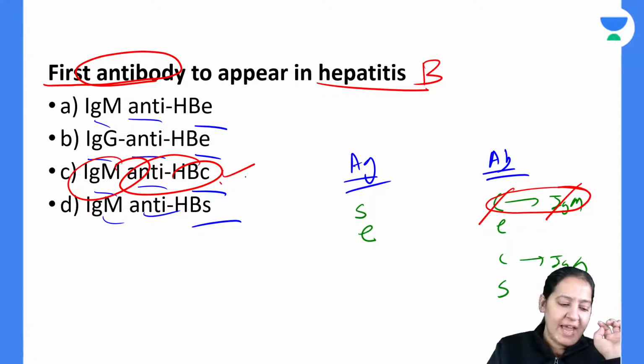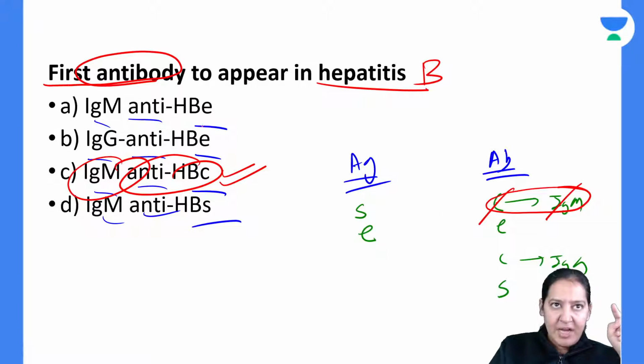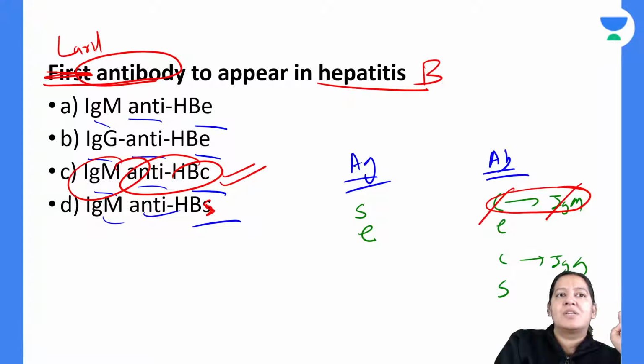So the correct answer is C and you all are right. After C, E will come. E will come after C. S will come in the last. If instead of first, I change the question and ask for the last, it will be S.